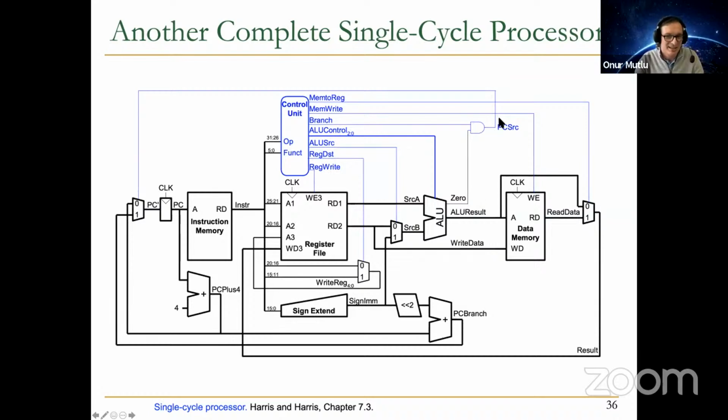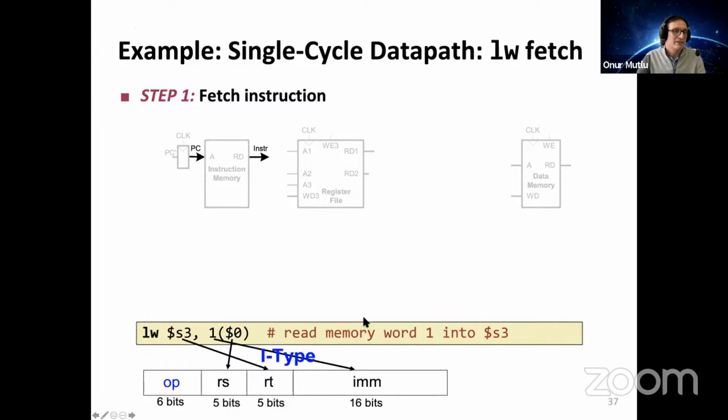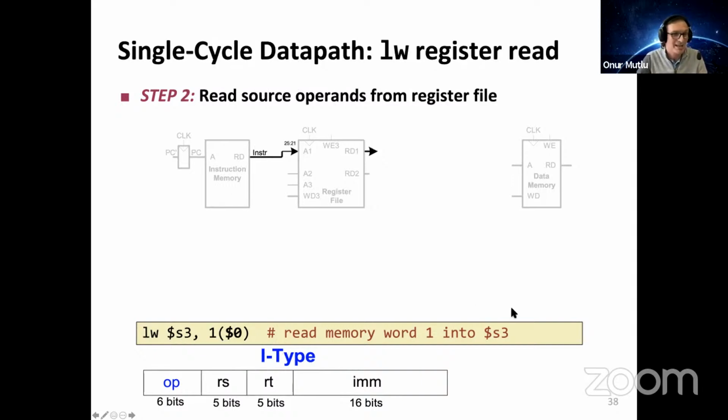You can see a PC source mux over here. In this case, they have only one PC source because they don't implement jumps, for example. But please do the readings so that you can see. Let's go through a load very quickly. Basically, you have a fetch instruction step. You need to have the data path elements, instruction memory.